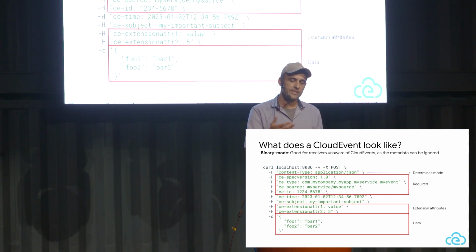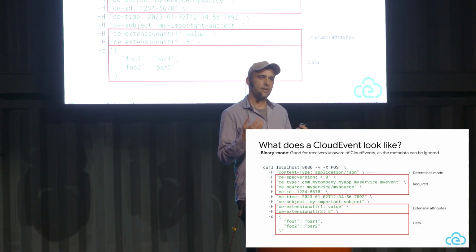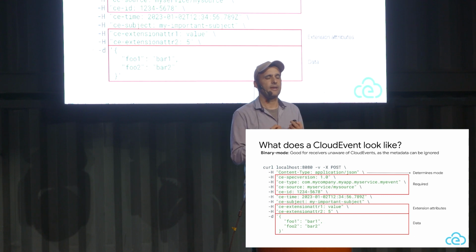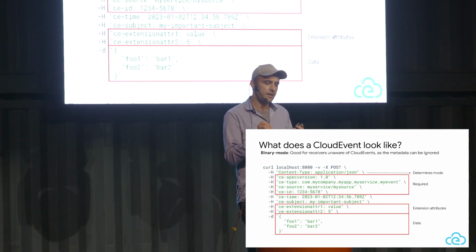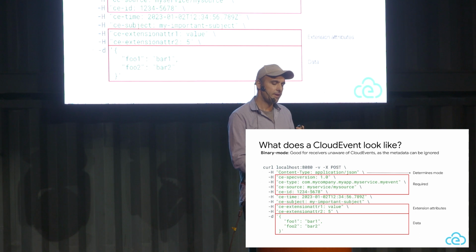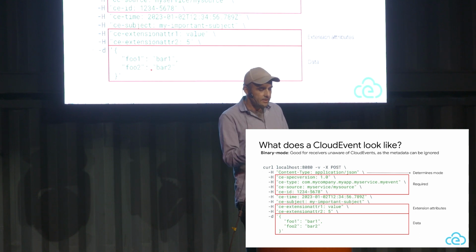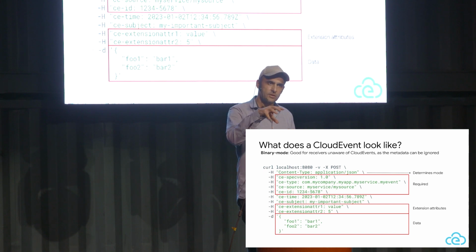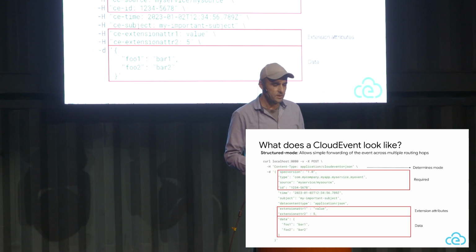And this is good for receivers that might be unaware of CloudEvents. Because if you are a receiver who doesn't understand CloudEvents, you can simply ignore the headers and you will still get the data, right? But if you understand CloudEvents, then you can read the headers and use them to route the event.